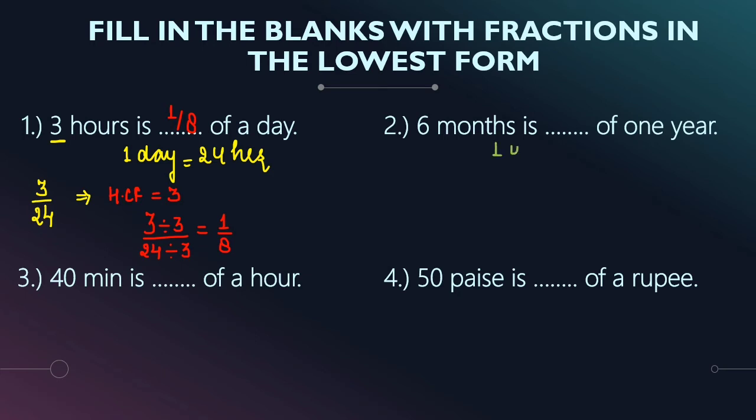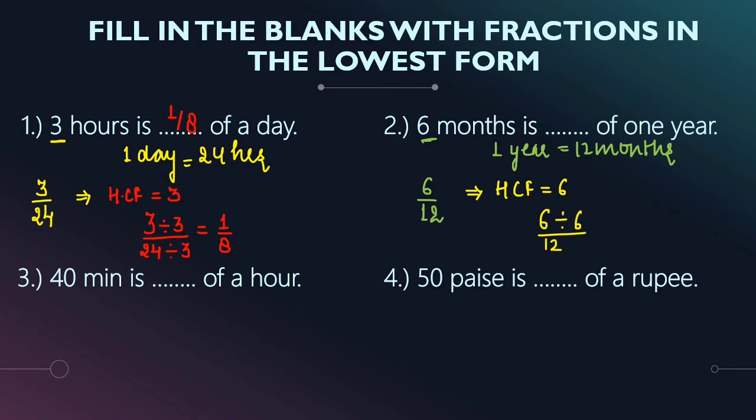Similarly, in 1 year there are 12 months. So, total months are 12 and 6 months are taken out of that. Therefore, we will write it as 6 by 12 in fractional form. Now, take out the HCF of 6 and 12. It will be 6. Divide 6 by 6 and 12 by 6. So, it will be equal to 1 by 2. Therefore, 6 months is 1 by 2 of 1 year.